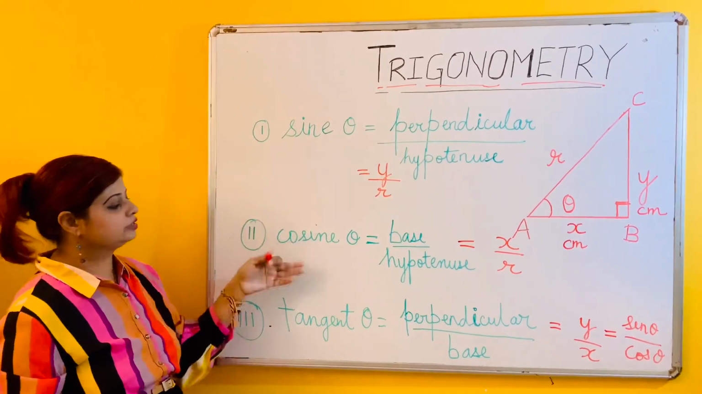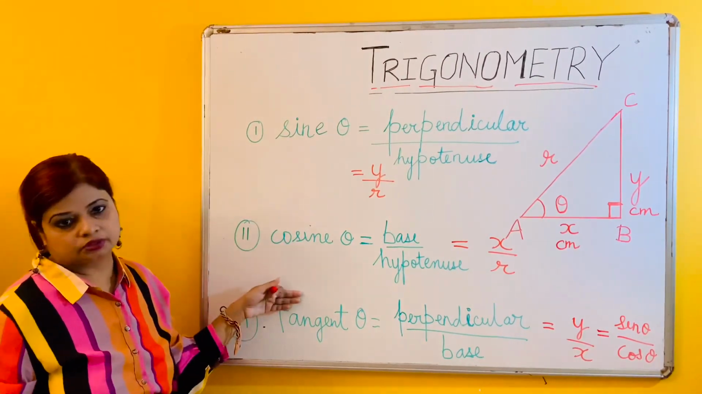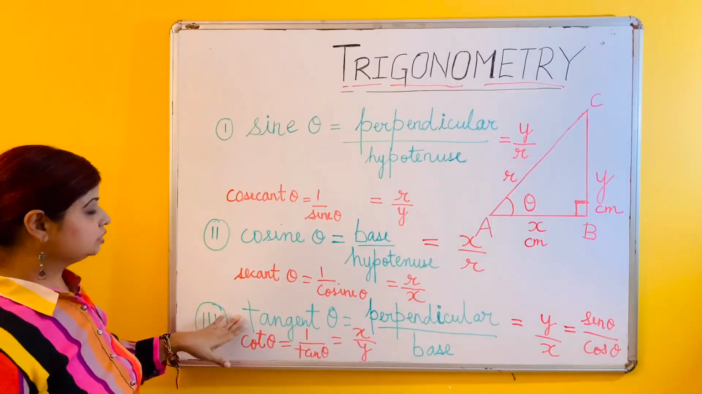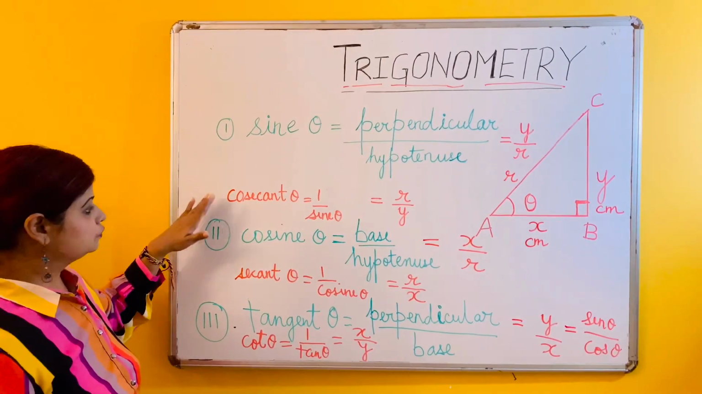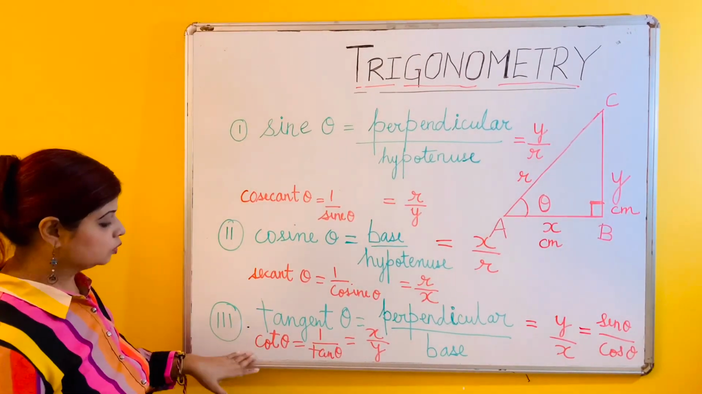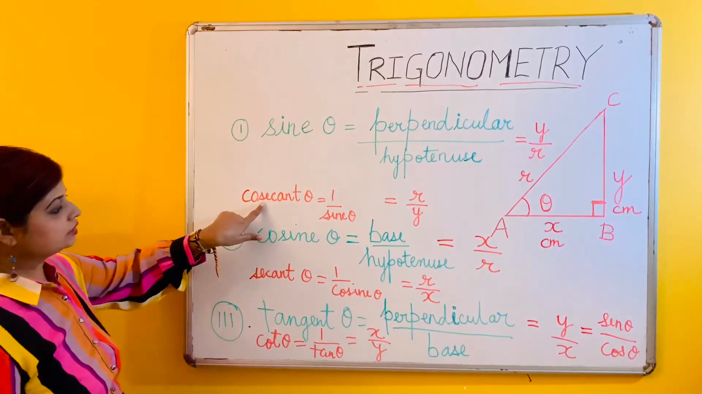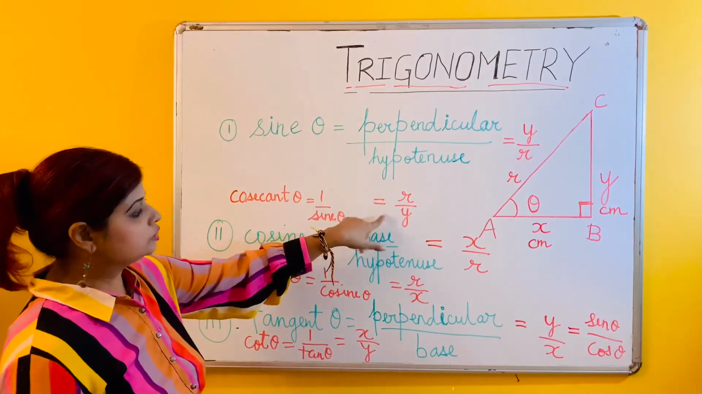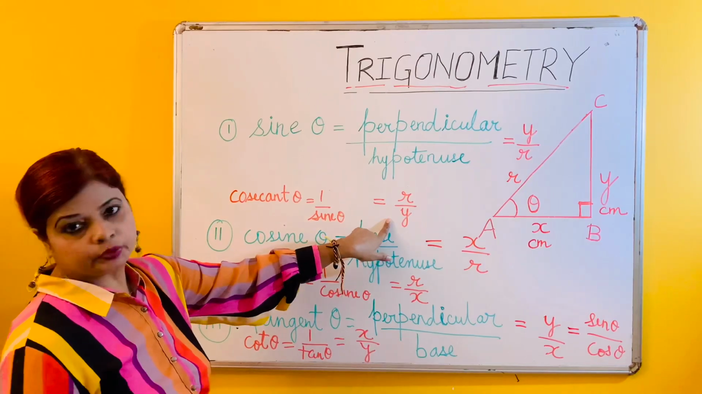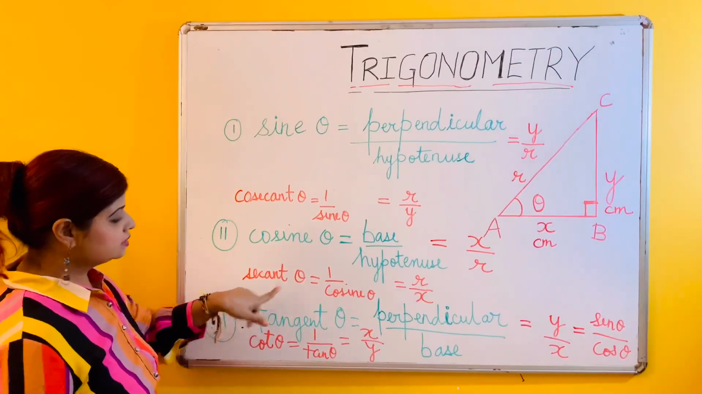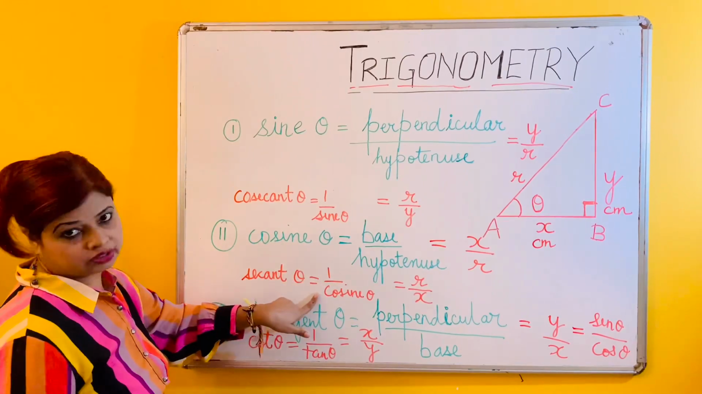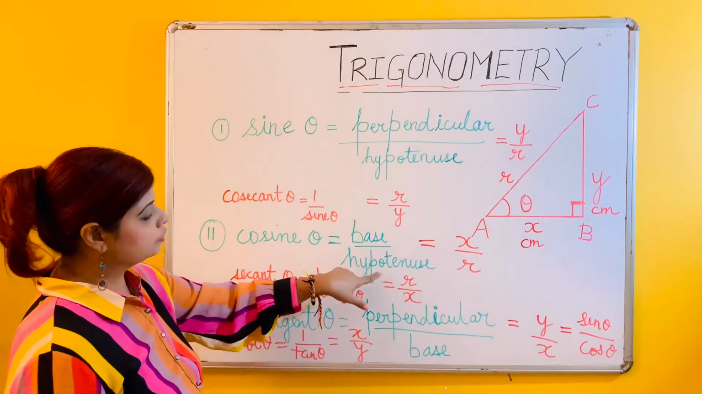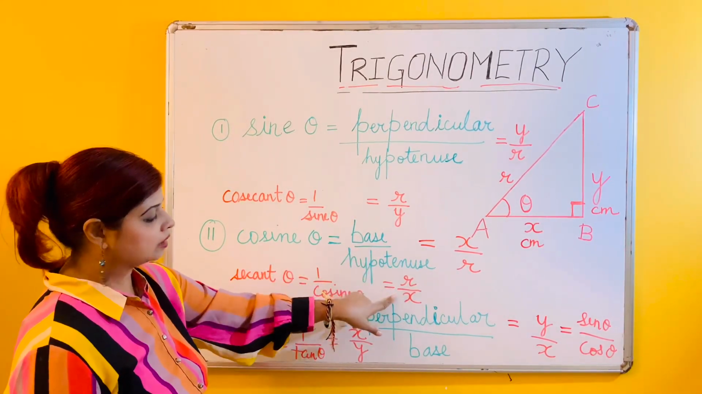Using these three ratios, sine, cosine and tangent theta, we can find the other three ratios, which are cosecant theta, secant theta and cotangent theta. Cosecant theta is the inverse of sine theta, so it is 1 by sine theta, which is hypotenuse by perpendicular. Secant theta is 1 by cosine theta, or 1 by cos theta in short form. If you reverse this, it will be hypotenuse by base, which is r by x.